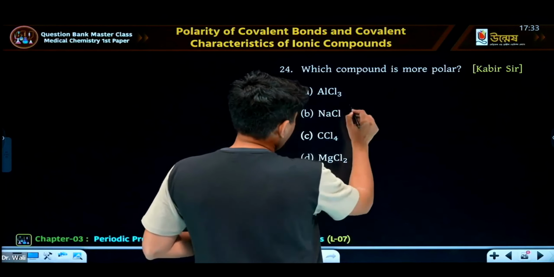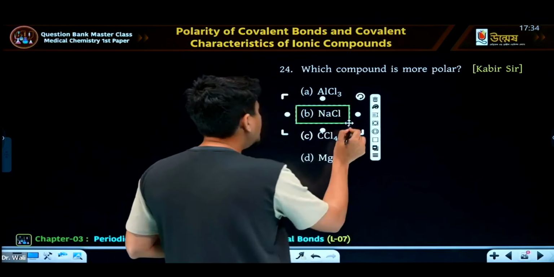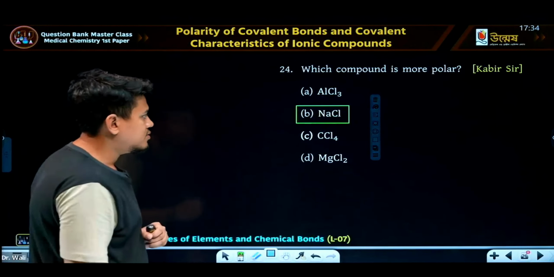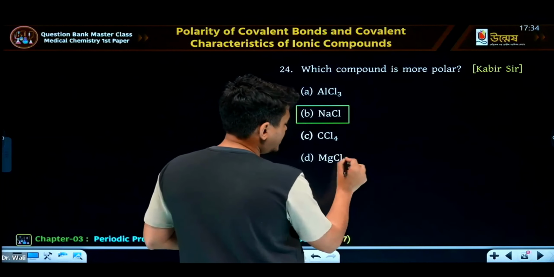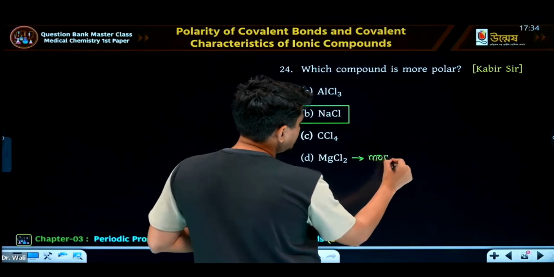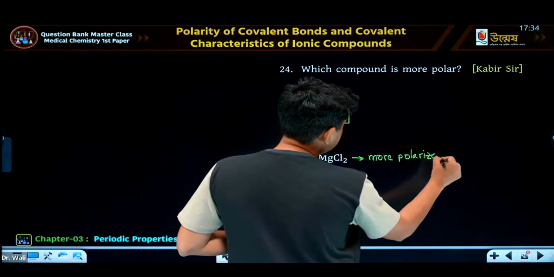Aluminum chloride will not be polar. Sodium chloride, here is the answer. Which compound is more polar? Certainly the answer will be sodium chloride.